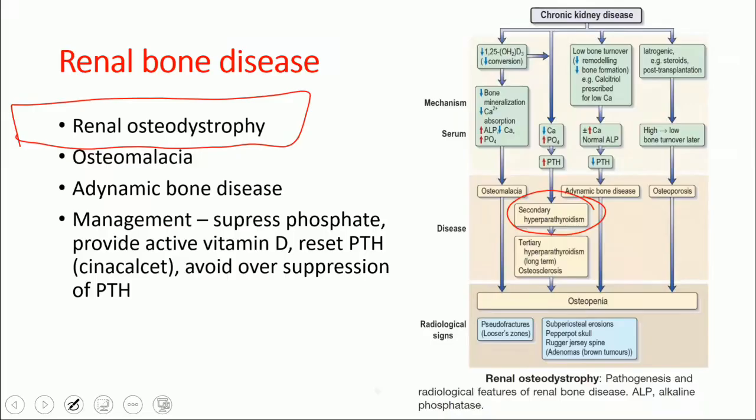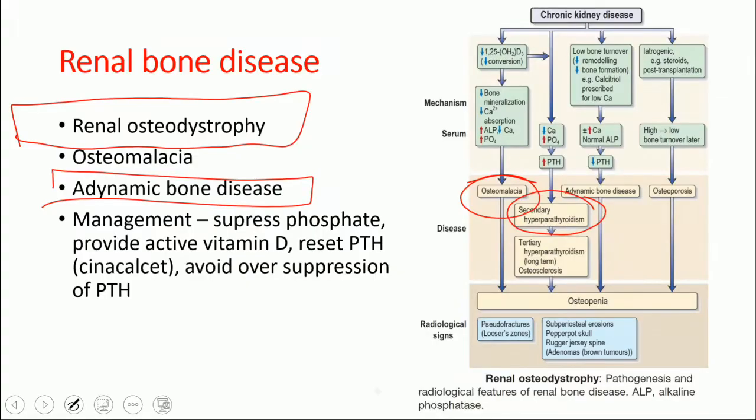Osteomalacia is another thing that can exist, and that is due to vitamin D deficiency. The deficiency of active vitamin D, they get osteomalacia. Right. I also told you about adynamic bone disease, remember? I'm just going to remind you of that. You need a little bit of PTH for healthy bone turnover.